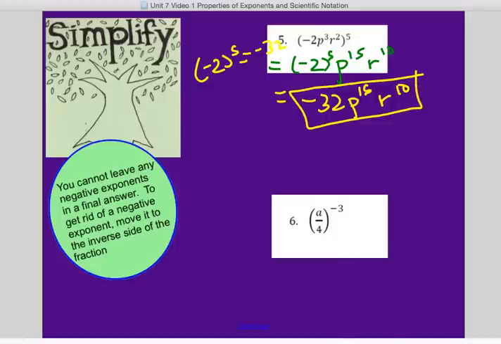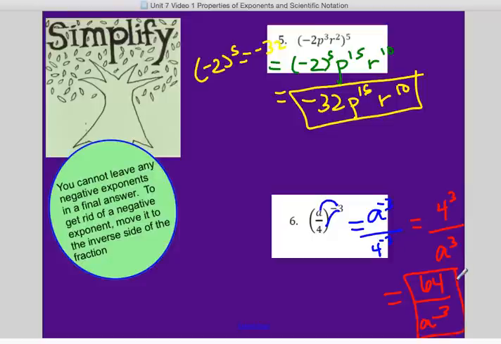And number 6, same thing here. We can give each piece the negative 3. So I have a to the negative third over 4 to the negative third. We do not want to have negative exponents, so we swap them. So we're going to have 4 to the third in the numerator and a to the third in the denominator. 4 to the third is 4 times 4 times 4. You can type it in on your calculator, but it's going to give you 64 over a to the third.